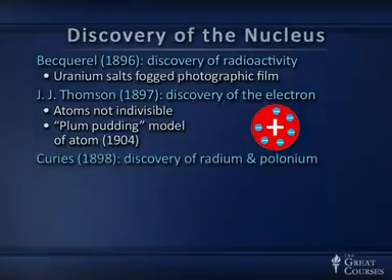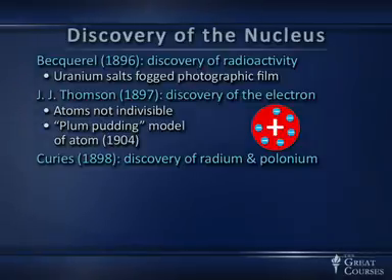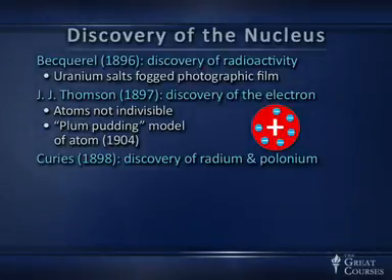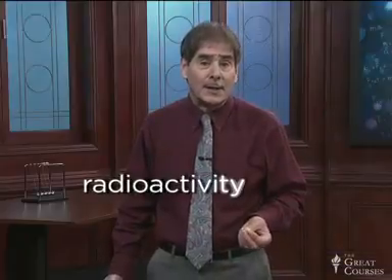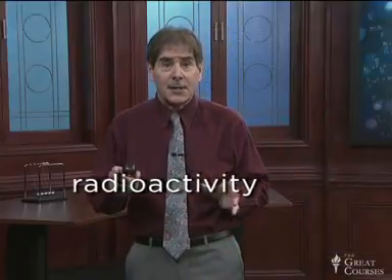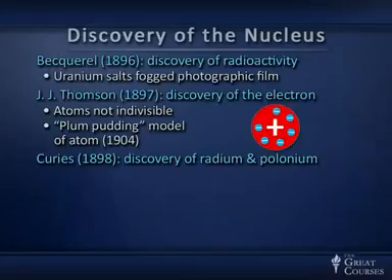Marie and Pierre Curie discovered the radioactive elements radium and polonium, polonium named after Poland, Marie Curie's homeland, and Marie Curie was the first to coin the term radioactivity to describe these elements. And the significance of the Curies' discovery is that the high-energy particles coming out of these radioactive materials gave us tools to probe the nature of the nucleus.